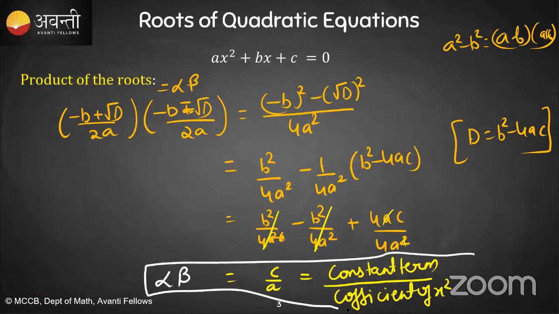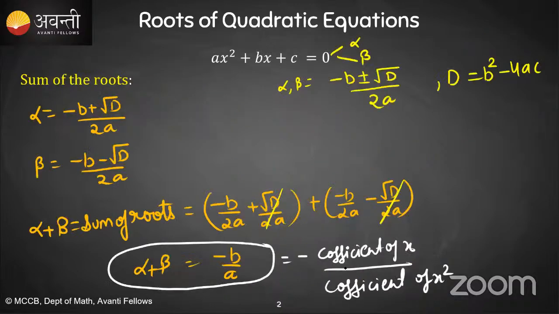Students, let me know quickly in the chat box. Is this clear? So it means for any quadratic equation ax square plus bx plus c is equal to 0, what is your sum of root? Minus b by a. What is minus b by a? Minus coefficient of x upon coefficient of x square.